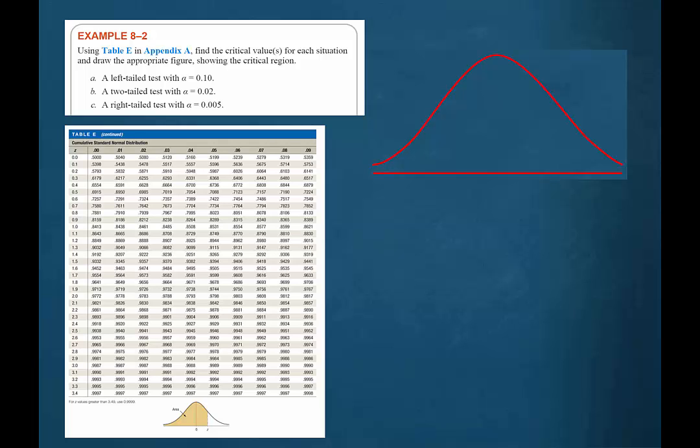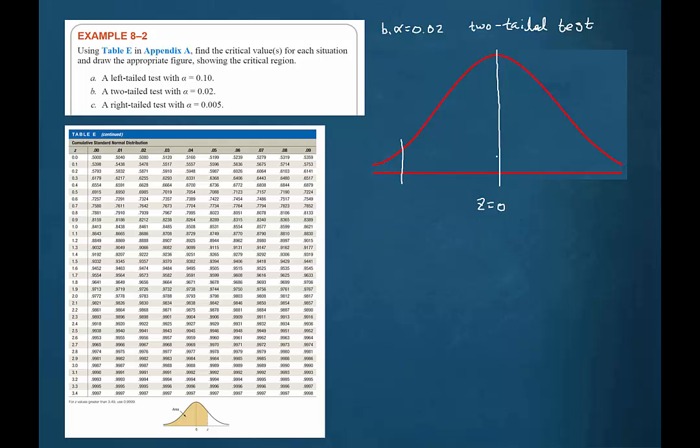Now let's look at part B of example 8.2. A two-tailed test with alpha equal to 0.02. So part B, alpha is 0.02, and we have a two-tailed test. So we have our hypothesized parameter in the middle, and remember here, for a standardized normal distribution, the z-value there would be 0.